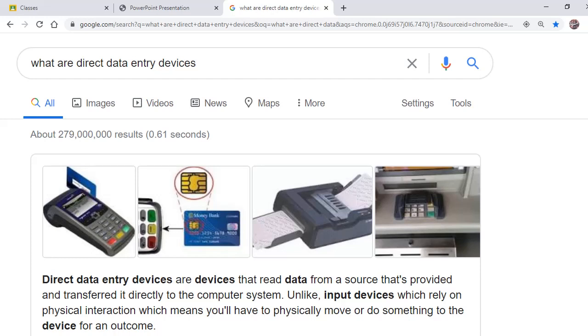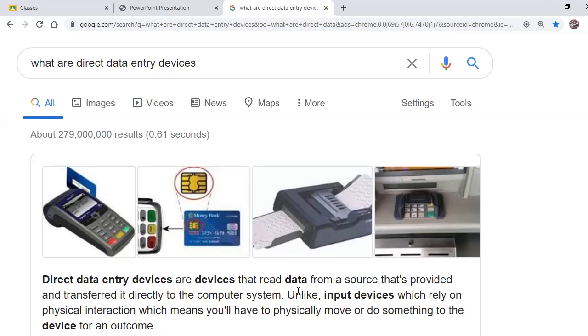Today we're going to have a theoretical session. Our lesson for today is direct data entry devices. Direct data entry devices are devices that read data from a source that's provided and transfer it directly to the computer system. Unlike input devices, which rely on physical interaction, which means you will have to physically move or do something to the device for an outcome.